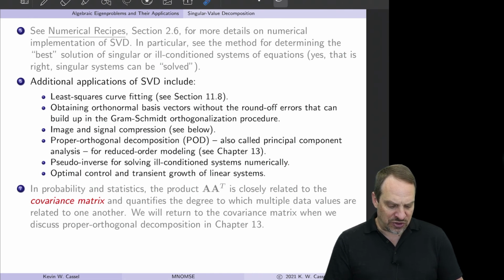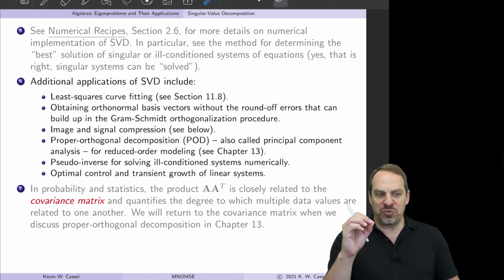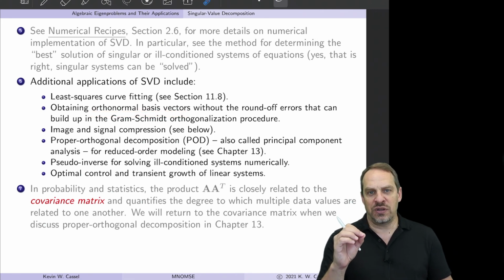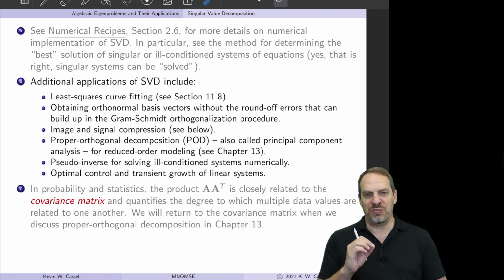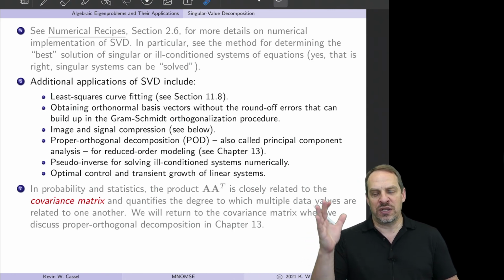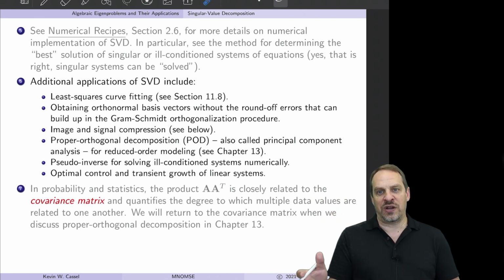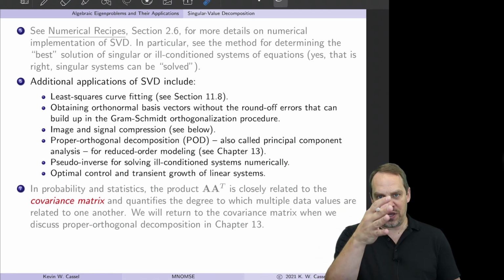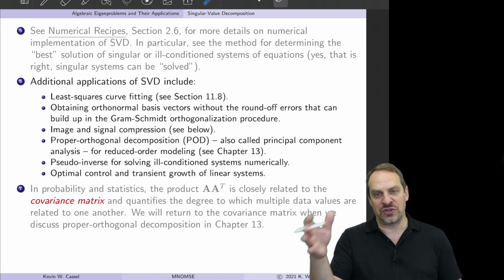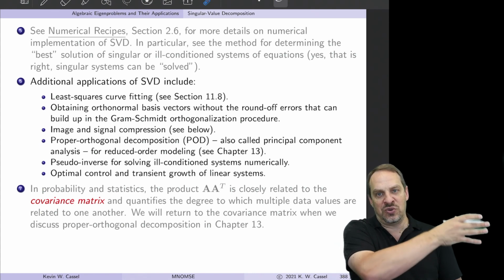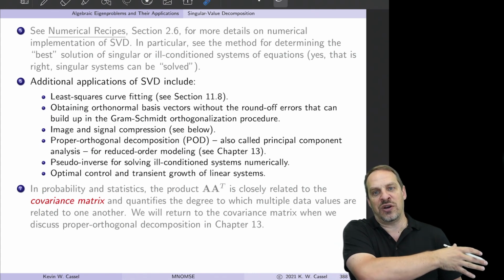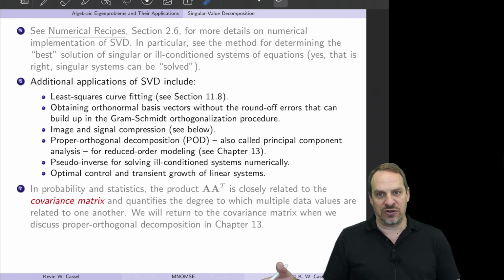We can also use it to determine orthonormal basis vectors that is much more effective, much more accurate than was the case for Gram-Schmidt. If you think back to chapter 1, Gram-Schmidt was a step-by-step procedure, right? So you have a first vector, you take the second vector, and you do some operations that make it orthogonal to the first. Then the third one, you do some operations that make it orthogonal to the second and the first. And then every subsequent vector is made orthogonal to each of the previous vectors.